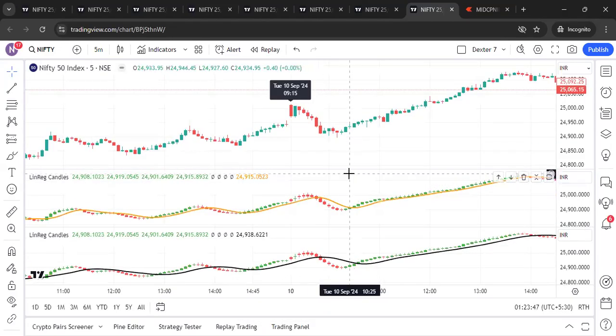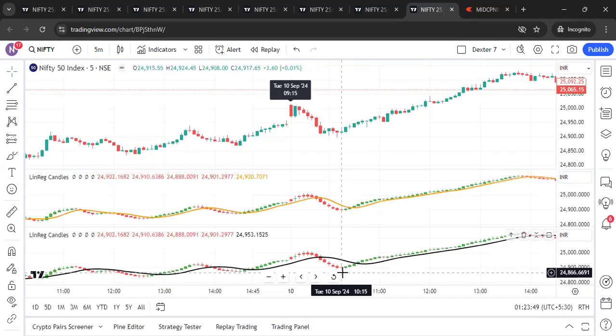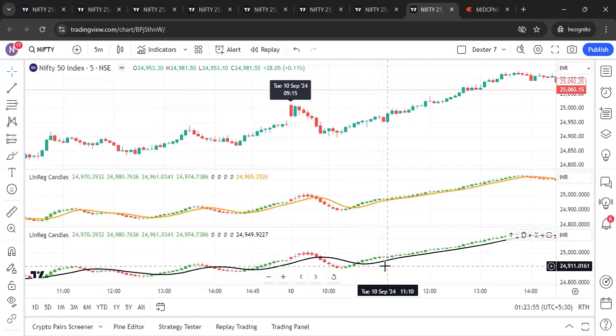For example, on the 10th of September, from red it turned to green at 10:20, right? Nifty is at 24,934. I got a red here at 11:05. The high was obviously 971, but probably I'll be waiting for the candle to close. So it's 19-20 points. Again, not a bad deal. It's a red, I'll be getting out.